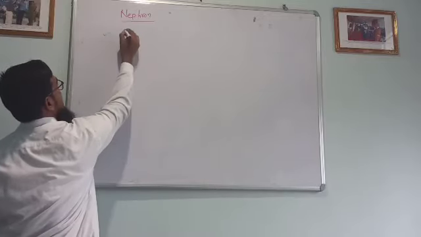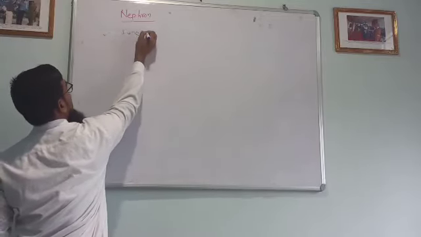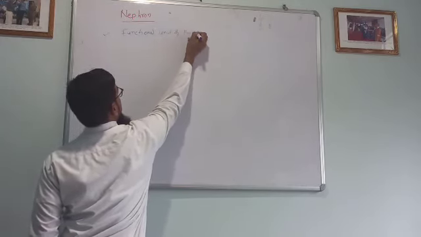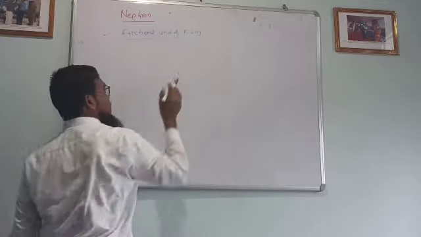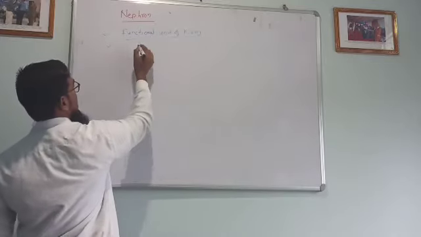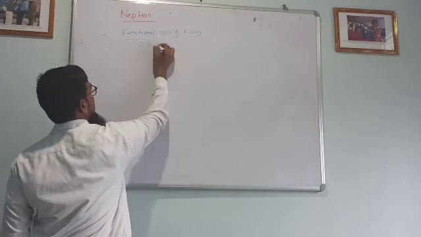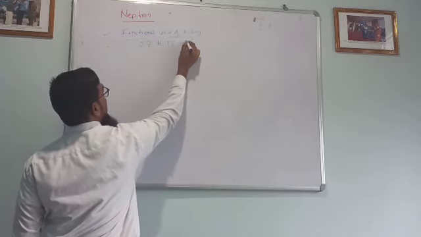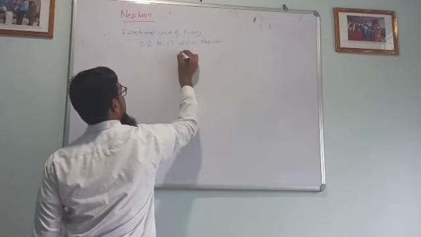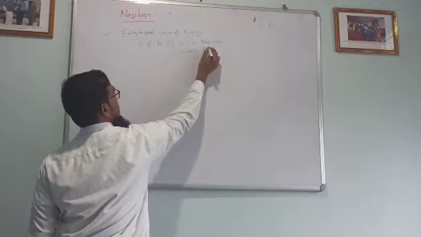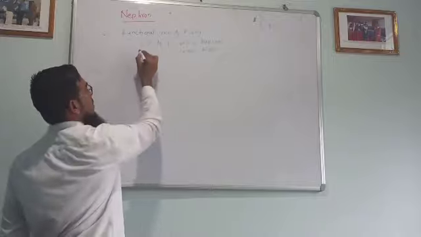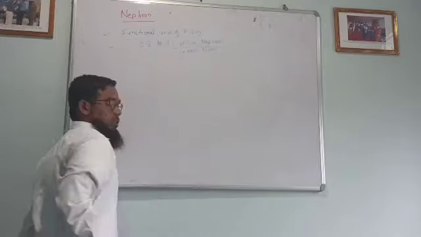Functional unit of kidney. What is nephron? Nephron is the main functional unit of kidney. In a healthy person, about 0.8 to 1.5 million nephrons are present in each kidney.